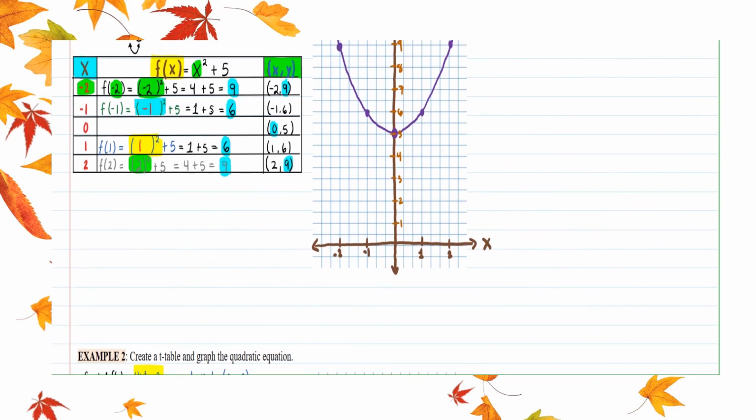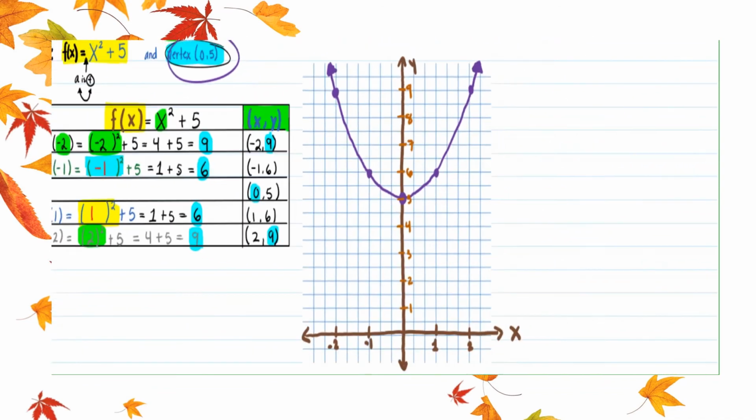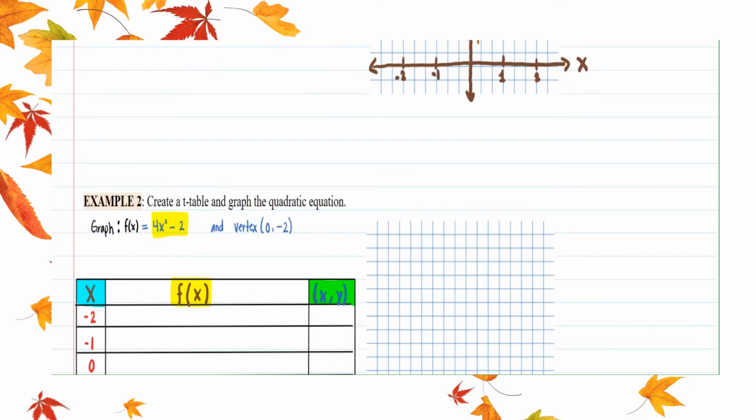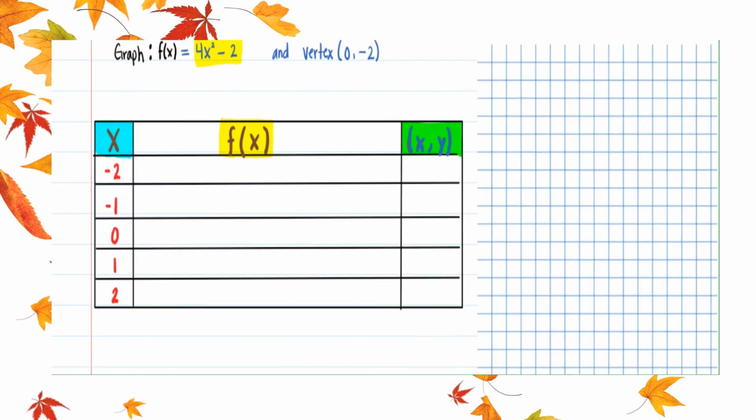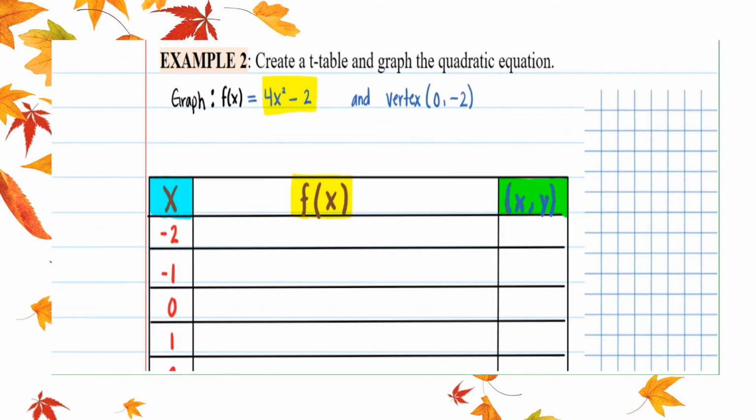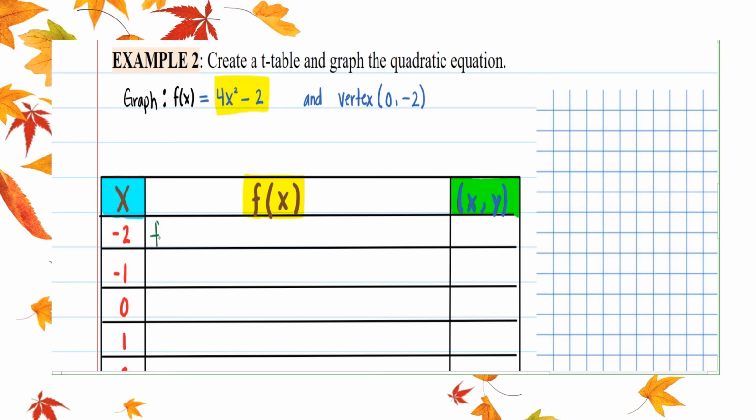Okay, so let's see if we can find some patterns here. Let's take a look at the points that we have. If you notice, the -2 and the +2 had the same y value, and the -1 and the +1 had the same y value. What does that mean? We only need to plug in for -2 and -1, and then we'll know the rest of our points. So that's what I wanted us to notice here. That way we don't have to plug in all those 5 values every time.